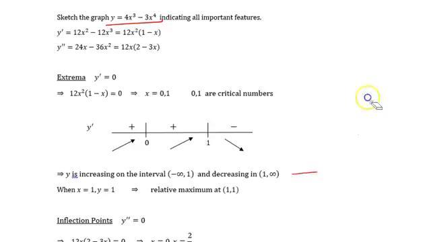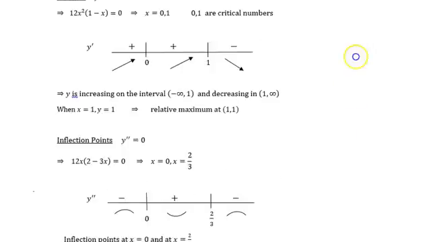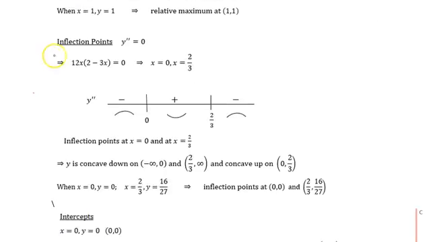And that's the only extreme point here. So the point (1, 1) is an extreme maximum point. So now we're going to use the second derivative, y double prime, to find inflection points. We set the second derivative equal to 0, solve for x, and do the exact same process.